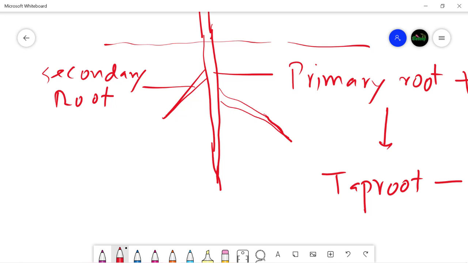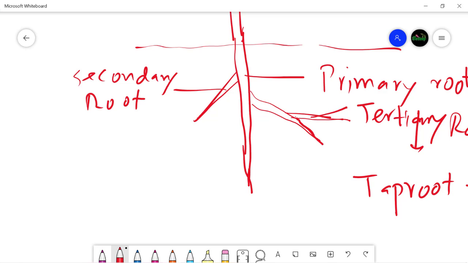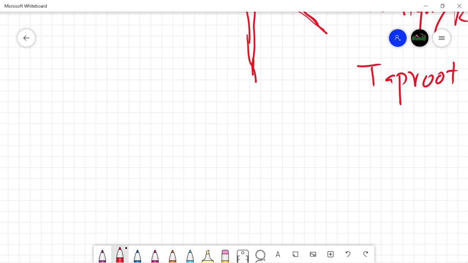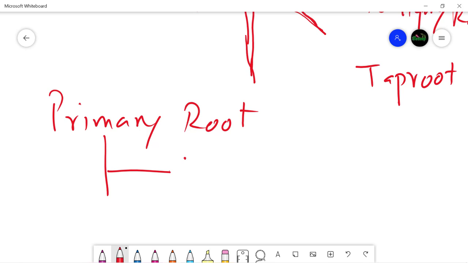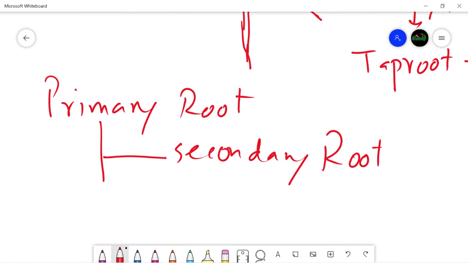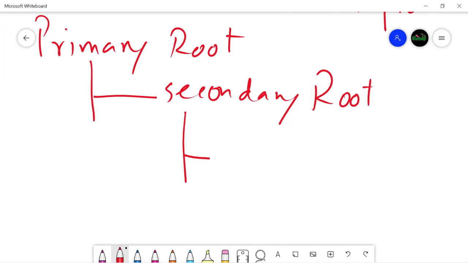Now these secondary roots in turn give off further branches. These branches are known as tertiary roots. Mostly we consider the branches up to tertiary roots. If a tertiary root gives off further branches, they are usually not considered. So as far as the taproot is concerned, we have the primary root, which gives off branches known as secondary roots, and then the branches of the secondary roots are known as tertiary roots.